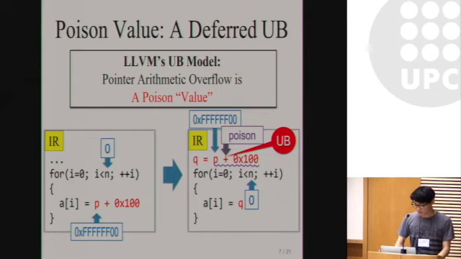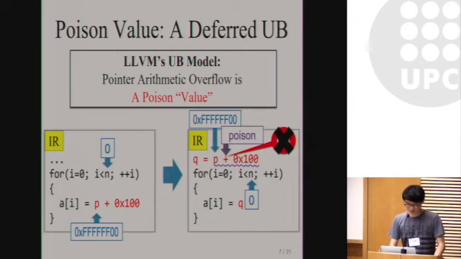In other words, poison can be seen as a form of deferred undefined behavior. In this example, Q stores a poison value due to the pointer arithmetic overflow, and then Q is never used. Therefore, undefined behavior does not occur in the target program. In summary, LLVM fixes the problem of undefined behavior appearing in the target by weakening undefined behavior into poison for certain operations such as pointer arithmetic overflow.